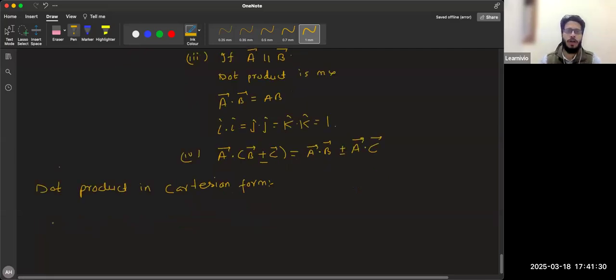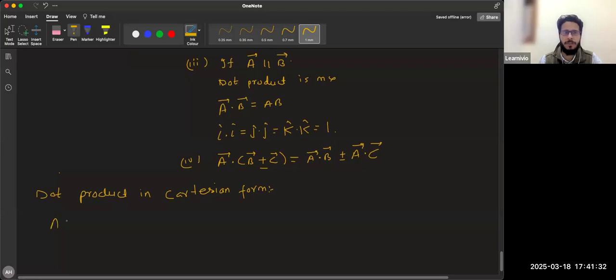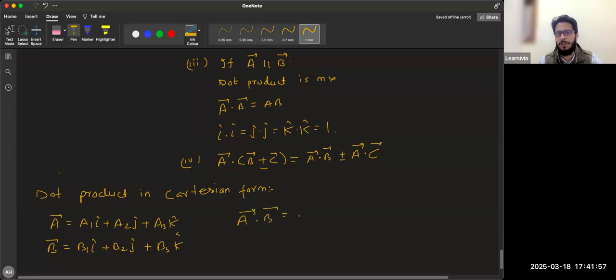So Cartesian form means you have a vector A, which is in terms of I cap, J cap, and K cap. So you have A1 I cap plus A2 J cap plus A3 K cap. Then you have a vector B, which is B1 I cap plus B2 J cap plus B3 K cap. That's Cartesian.